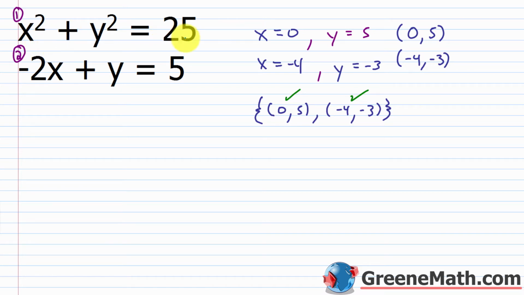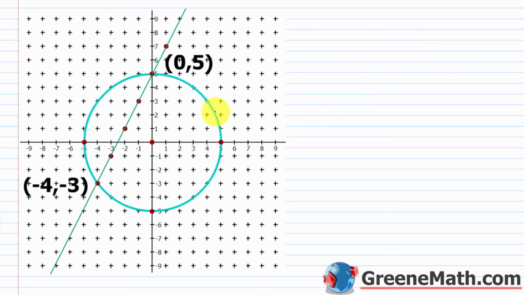I've graphed the circle and I've graphed the line on the coordinate plane, so you can see that there's an intersection between the circle and the line at these 2 points. All right, so we can see we have our circle here. And again, this represents x squared plus y squared equals 25. We see we have our line. Again, this is negative 2x plus y is equal to 5.